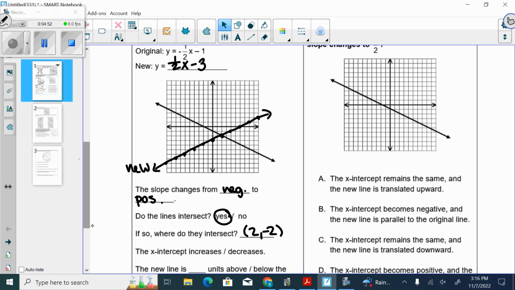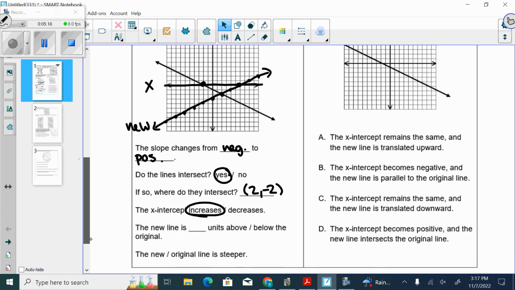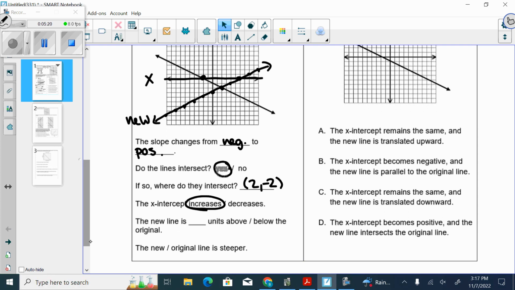Very good. All right, then they ask about the x-intercept. So remember, this is my x-axis. So when they ask about the x-intercept, they're asking where it crosses that line. Okay, so originally it crossed right here. So this is at the original. Now it's crossing over here. So did the x-intercept increase or decrease? Increase. Good. All right. Then they ask, is your new line above or below the original?